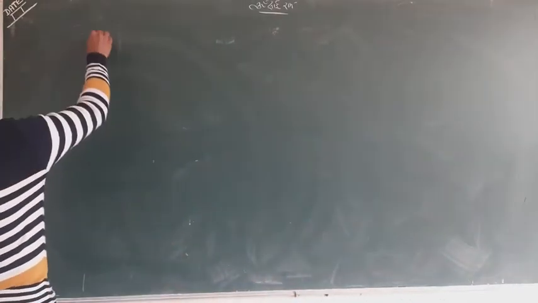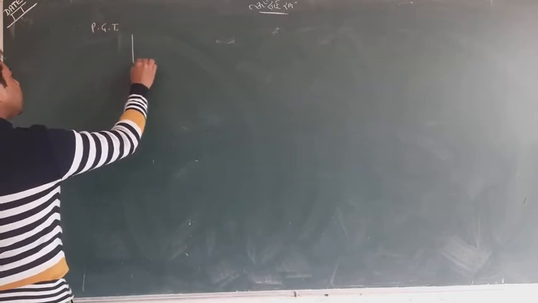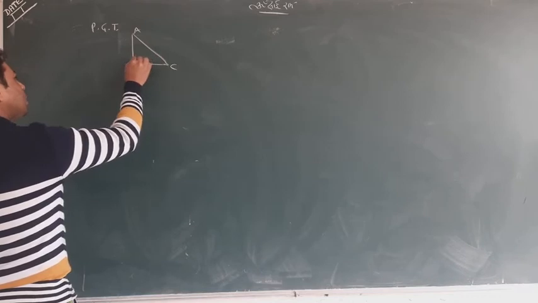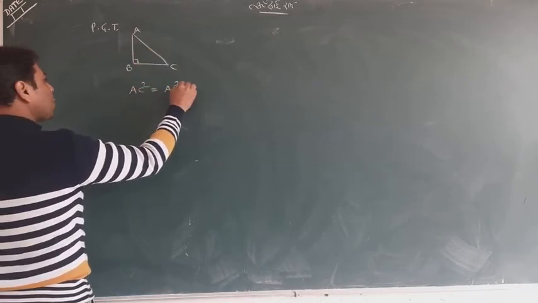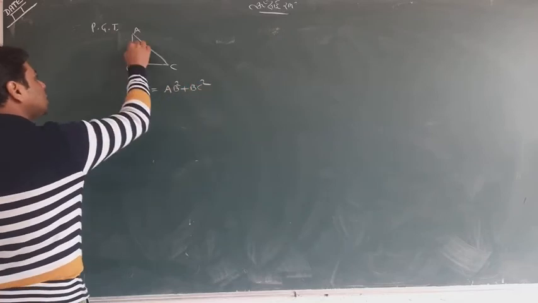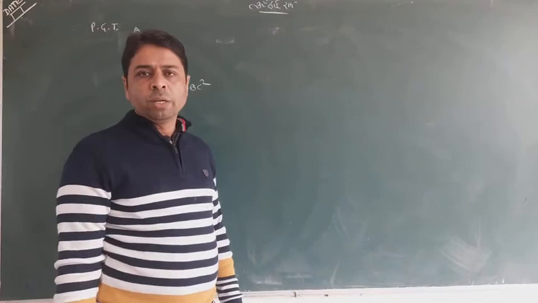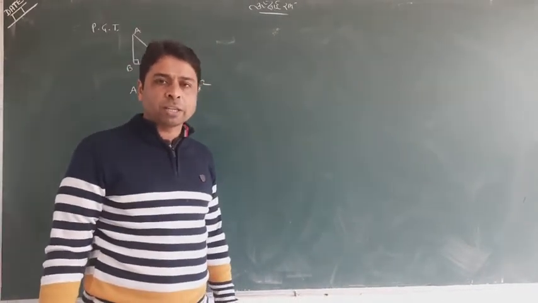So you all know about the Pythagoras theorem, shortly called PGT. In any right angle triangle, hypotenuse square is equal to the sum of squares of the other two sides. So this is the Pythagoras theorem, you know it. We just have to see some applications based on it.